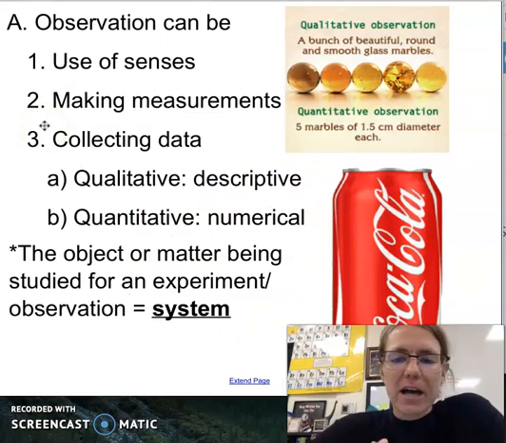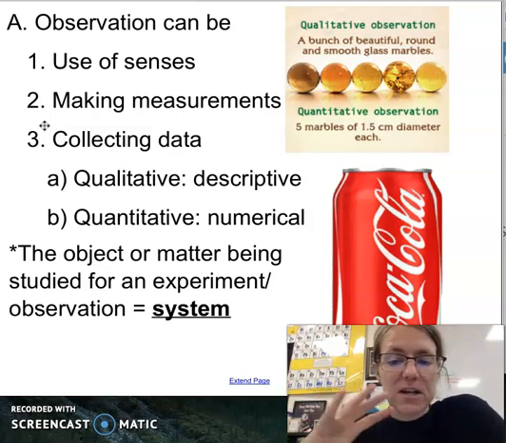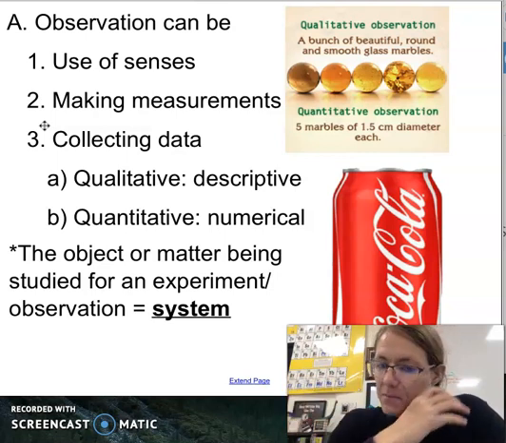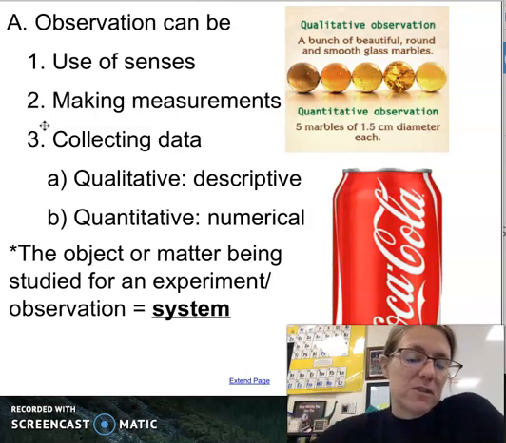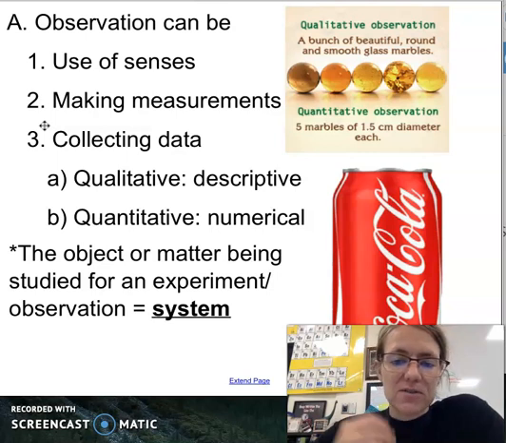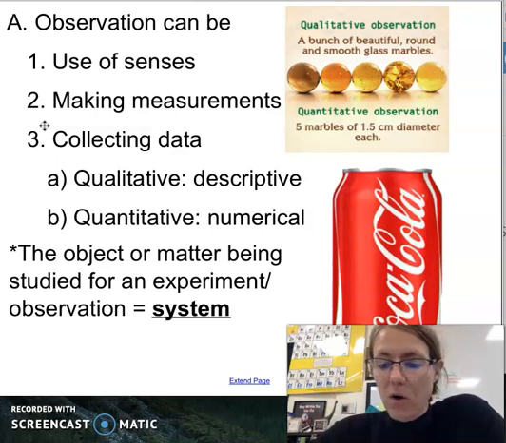Okay, so when we make observations, you can use your senses. You can see something, you can hear something, you can smell, taste, touch, and then you start to think like, oh, I wonder why that is, or what's going on here. You can make measurements, and measurements can be parts of your observation. And when you collect data, you're either collecting descriptive data, which we call qualitative data, or numerical, numbers. You're measuring the mass, you're measuring the length, the height, the volume, whatever that is, that's quantitative. So if it has numbers, we call it numerical. If it's descriptive, we call it qualitative.